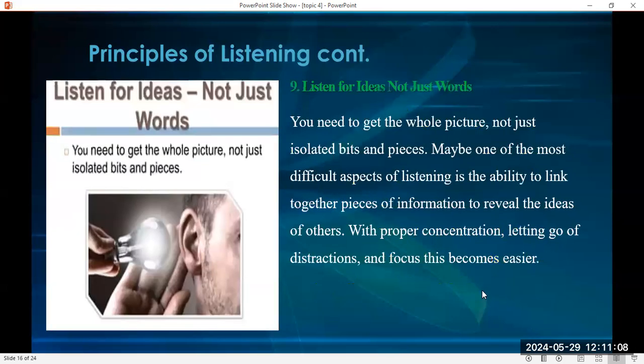Principle number 9, listen for ideas, not just words. You need to get the whole picture, not just isolated bits and pieces. Don't listen only to the words that are being said. Also listen to the ideas that are being proposed in that particular communication.